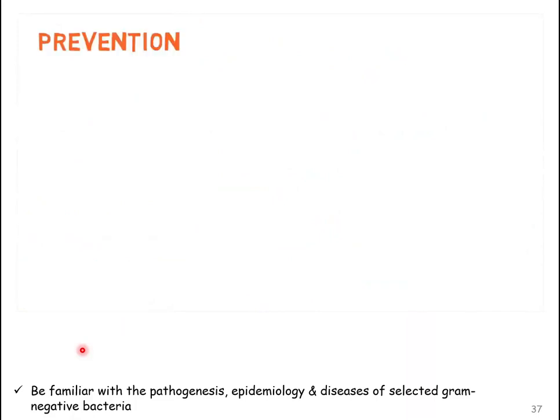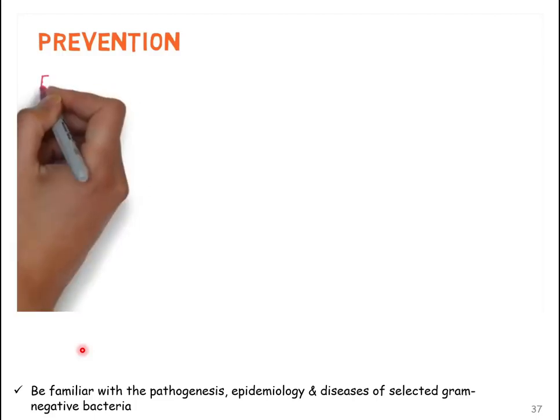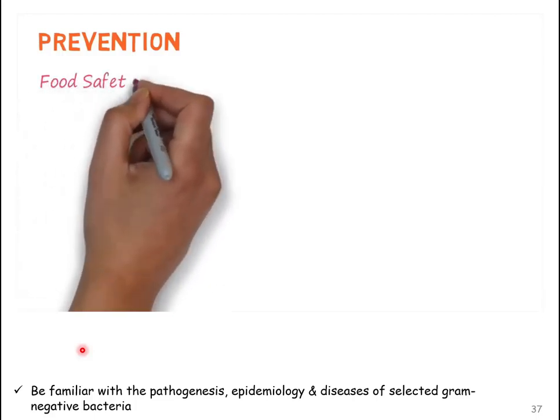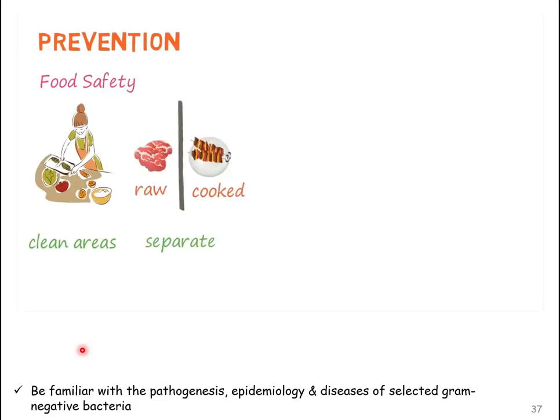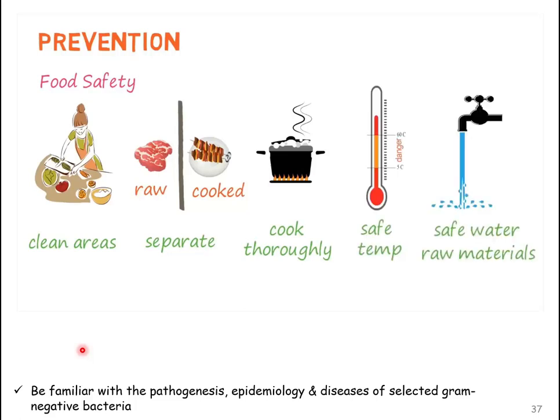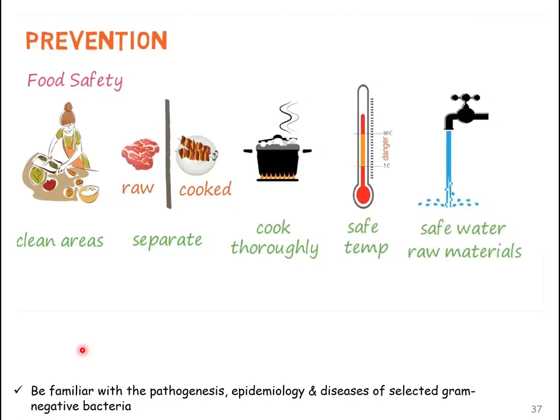So, how can we prevent salmonella infection? Because salmonella is mainly a foodborne disease, one of the most important ways of preventing salmonella is ensuring the safety of food. There are a number of ways this can be achieved, including making sure food preparation areas are clean, separating raw and cooked food to prevent cross-contamination, cooking food thoroughly, keeping food at the correct temperature, and using safe water and raw materials to prepare food.